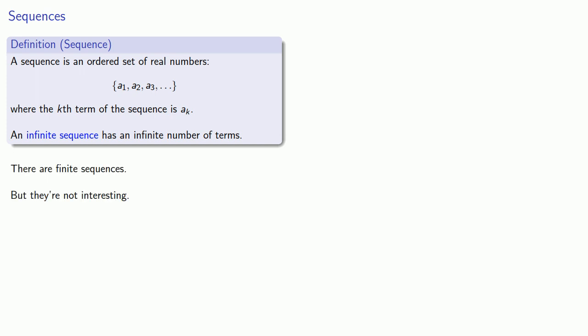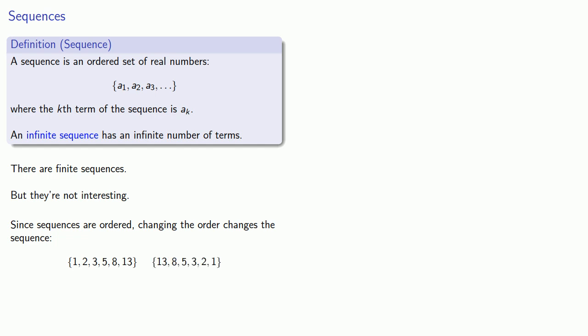Since sequences are ordered, changing the order changes the sequence, so the sequence 1, 2, 3, 5, 8, 13, and the sequence 13, 8, 5, 3, 2, 1, even though they consist of the same numbers, because those numbers are in a different order, these two sequences should be regarded as different sequences.